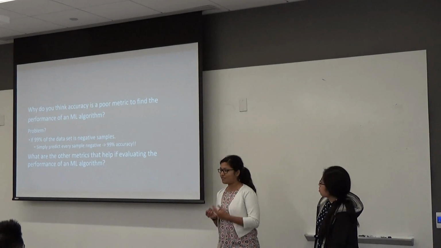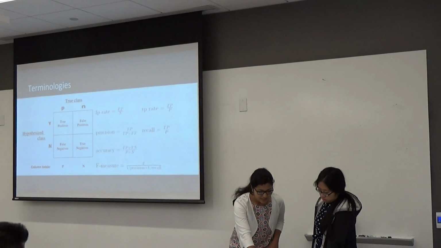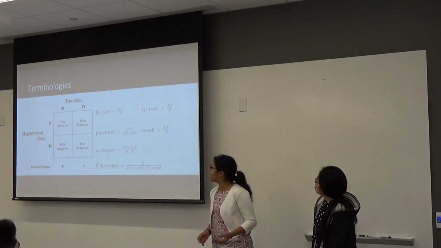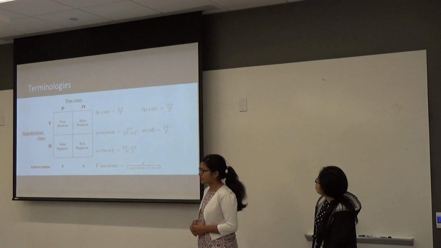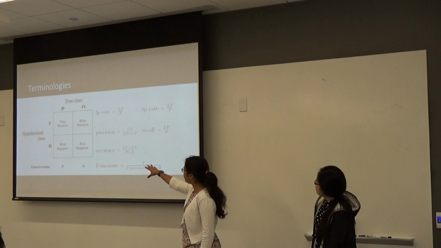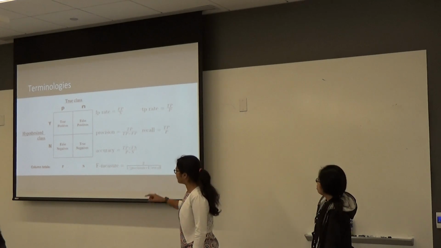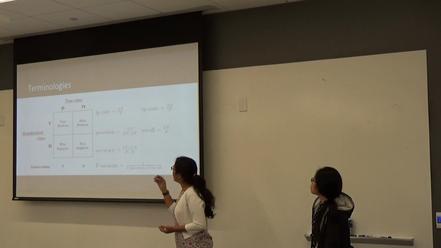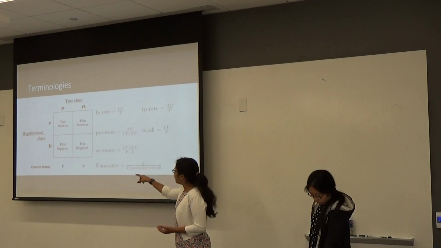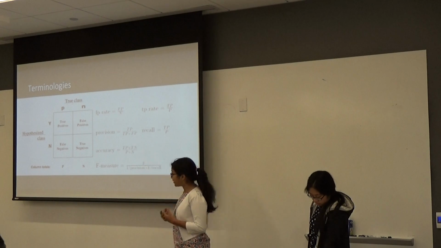F1. Yes, F1, precision, recall, and then of course ROC. So before we move on to today's topic, let's go through some terminologies so that we understand it in a better way. This is the confusion matrix. Say you have an instance. The capital Y and N are the predicted values, and the smaller p and n are the actual results.